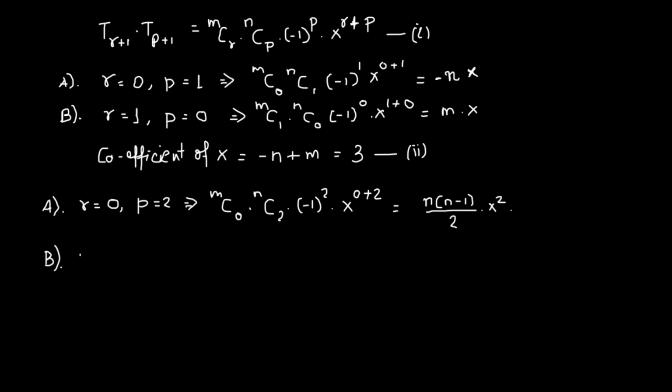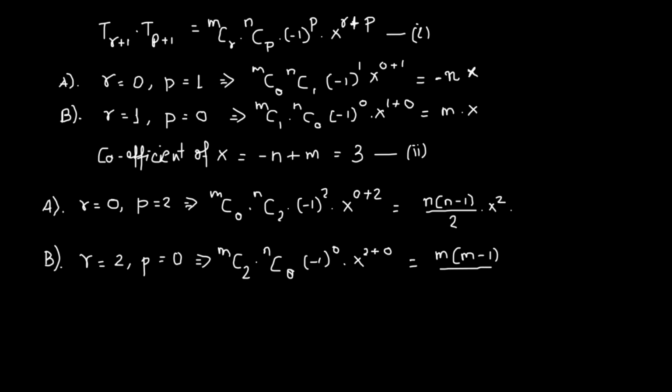The second possibility is r could be equal to 2 and p could be equal to 0, which would give us mC2 times nC0 times (-1)^0 times x^(2+0). So this is equal to mC2. When we expand it, we get m times m minus 1 divided by 2 times nC0 is 1, (-1)^0 is 1 times x squared.